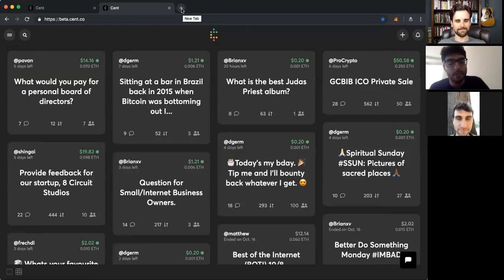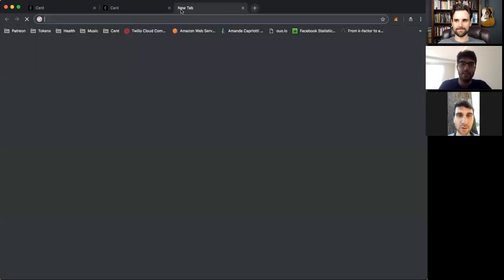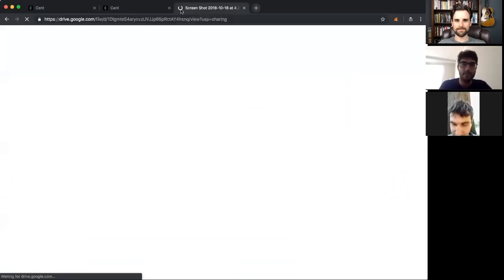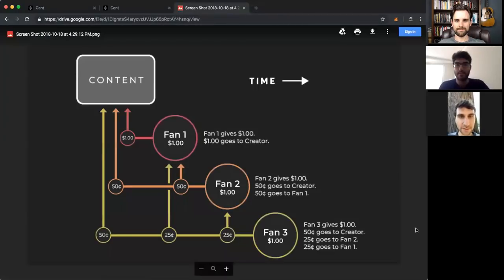Max, did you want me to put up a diagram of the seeding that we've been circulating, or do you think we should pass on that? Sure, you can bring it up real quick. I think people probably understand it at a high level. So this is the basic idea: there's content, fan one comes along, puts $1 in. Cameron, do you want to go into detail about when I say send the money to the content, what exactly do I mean on a technological level?